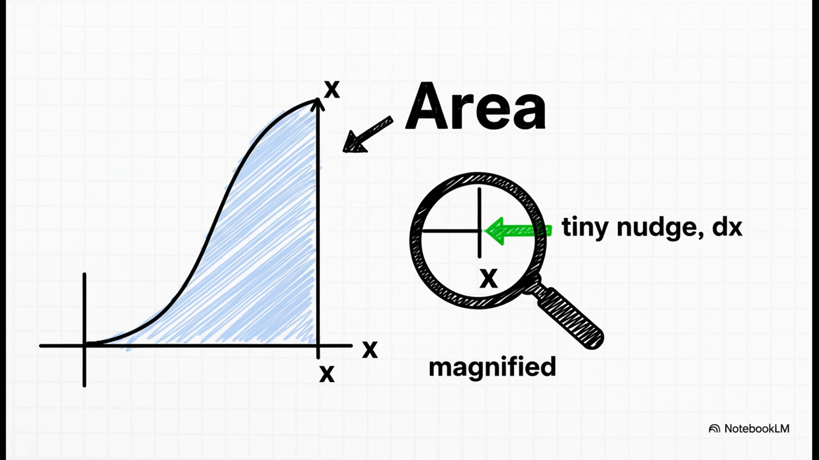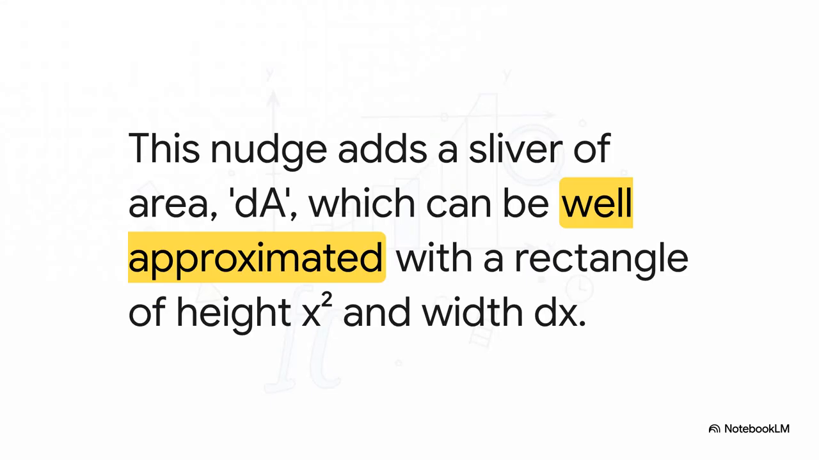Now for the big question. What happens to that area if we just nudge x forward by a tiny, tiny amount, an amount we'll call dx? Well, that little nudge dx adds a tiny sliver of new area, which we can call dA. And what does that sliver look like? Since it's so incredibly thin, it's pretty much a perfect rectangle. Its width is dx, and its height is just the value of our function at that exact point, which is x squared. So this tiny new chunk of area, dA, is approximately x squared times dx.